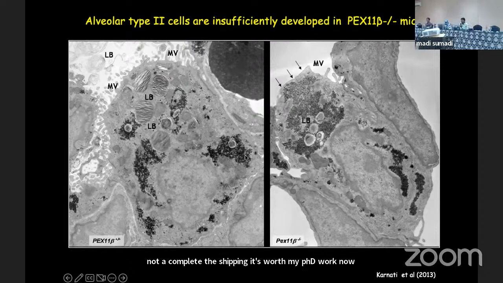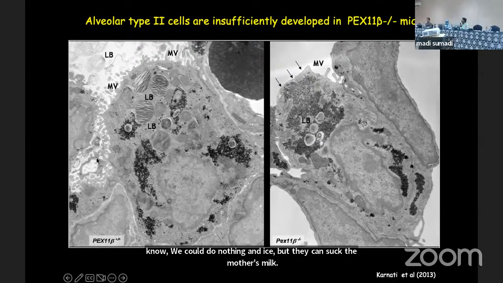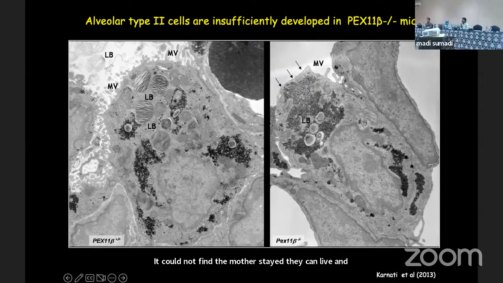Yeah, the difference you see here: a nice type 2 cell, microvilli, lamellar bodies, glycogen. Glycogen is very important because these are E19 animals. As soon as the babies are delivered, they need food, and even litters can live up to 4 to 5 days without it. They do not even see, but they can suck the mother's milk. If they do not find the mother, they can still live and survive just because they have nice glycogen inside. In each cell, it's a food reserve.